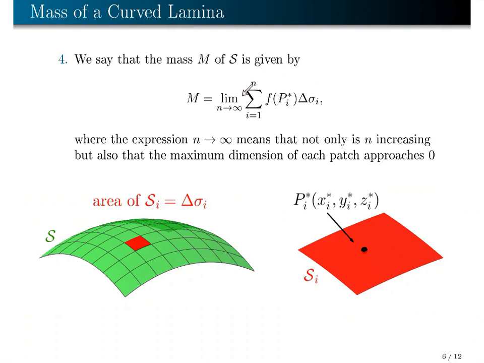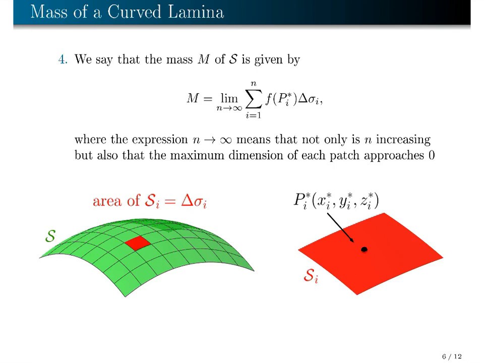Recall that the sum here was our approximation of the mass of the lamina S. In order to make this approximation as close to the actual value of the mass m of the lamina S, we make the number n of patches sufficiently large and also make the maximum dimension of each patch sufficiently small, so that the patch Si is indeed almost homogeneous. That is what the limit as n approaches infinity here actually means.